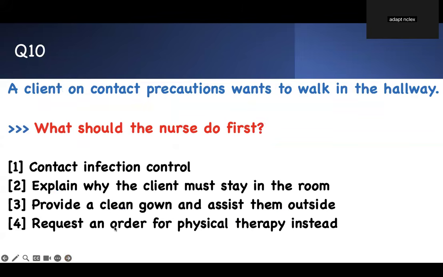Number 10. This is also a trap. A client on contact precaution wants to walk in the hallway. Contact precaution. You can walk in your hallway, right? Yes. Right? Is that what you're supposed to do? Think about it. What should the nurse do?